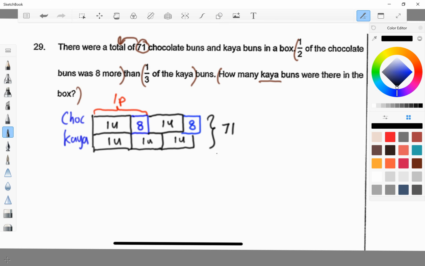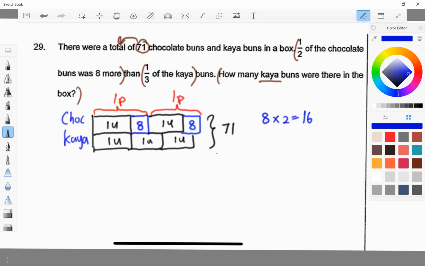After having done my model, the next thing I will have to do is to remove away the extra 8 that we see in the model. So chocolate is 1 unit plus 8 to represent 1 part. So let me complete the model for the chocolate by putting in another 1 more part. We can see very clearly that the chocolate has got to be 2 parts. So let me multiply the 8 that we have. Let me do it on the right side. So 8 times 2 is actually 16.